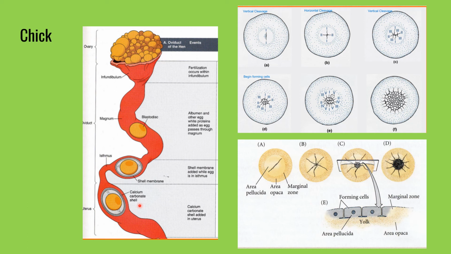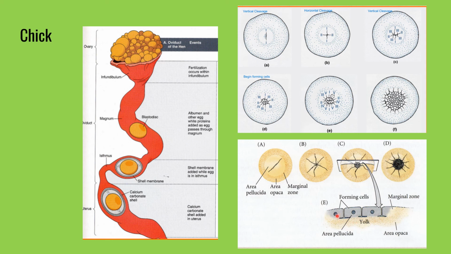And then here, just showing the cleavages, you have a vertical, horizontal, vertical, and then it just keeps going until it differentiates. And then down here, just some important parts to point out. So you have your marginal zone here, which is in between your area opaca and your area pellucida. So I think area opaca, opaque, that's where it's going to be very dense with proteins, and that's the outer layer.